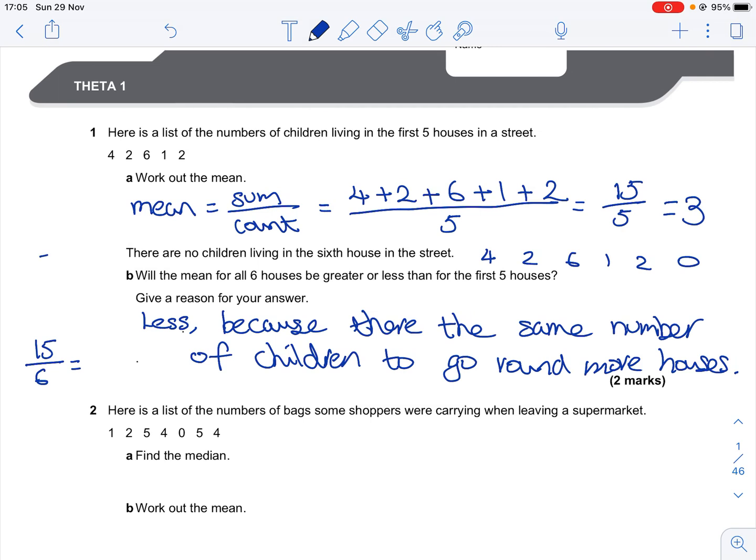So you can do your short division. So 15 divided by 6. So that's 2 at a point, and that's 3 remaining, so 2.5. And 6 going into 30 five times, so remember you added a 0 on the end, so the new mean is 2.5. Again, you could say that the new mean is 2.5, which is less than 3.